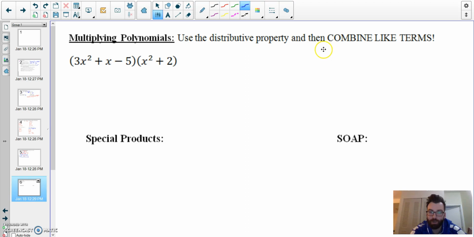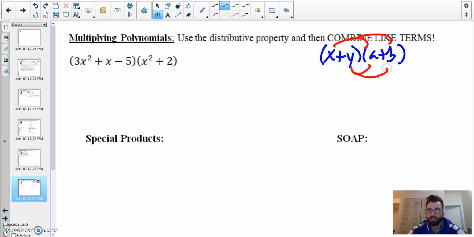Multiplying polynomials. Okay. What do we do when we multiply polynomials? Well, if I have x plus y times a plus b, a binomial times a binomial, what would you do? You would think to yourself, oh, FOIL. First, outer, inner, last. Well, what are we really doing here? Really, we're just using the distributive property. I'm multiplying x to everything, and I'm multiplying y to everything in the parentheses. This is FOIL. FOIL is essentially the double distributive property.